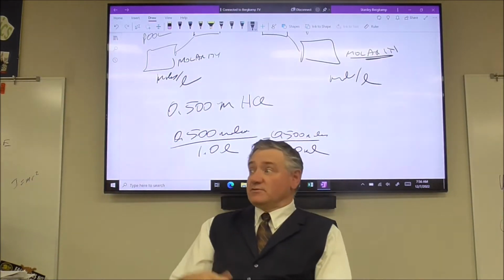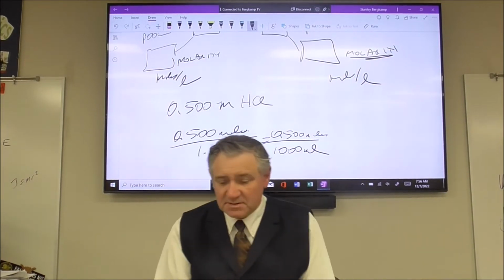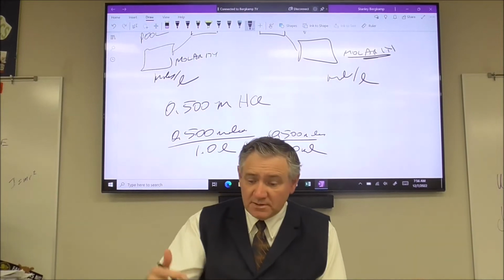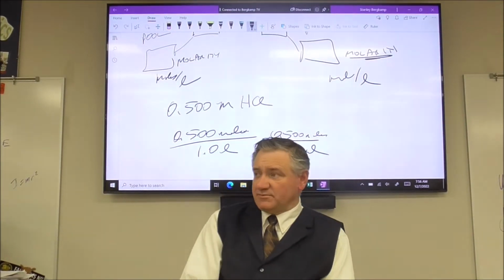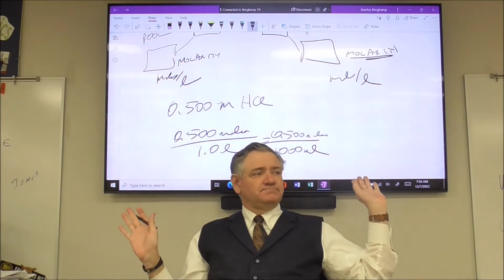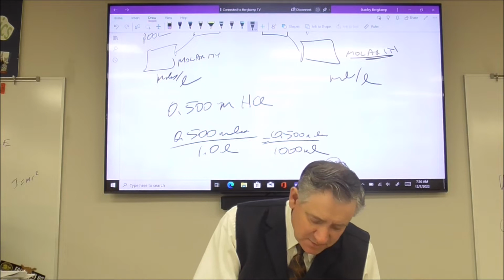So now we're back into conversions. Remember, 1 liter is 1,000 milliliters. It's the same thing as 1,000 cubic centimeters. I don't care how you write this. You can say 0.5 moles per 1 liter, which is equal to 0.5 moles over 1,000 milliliters. I don't care. It's up to you. It's personal preference. Pick one.